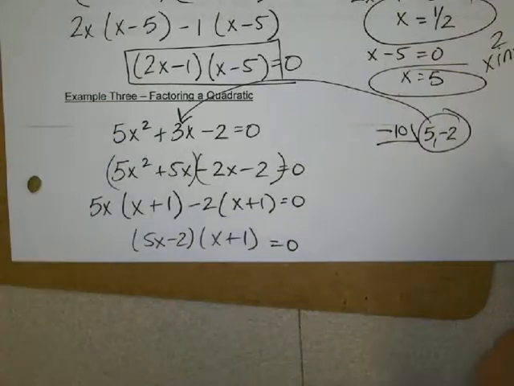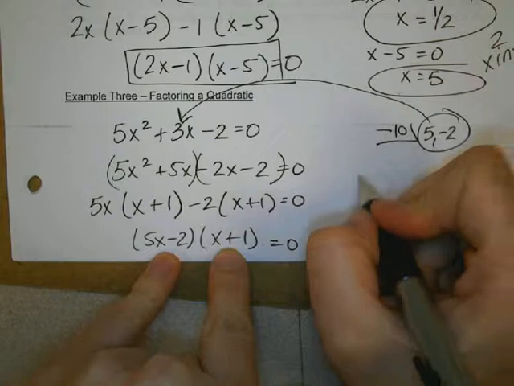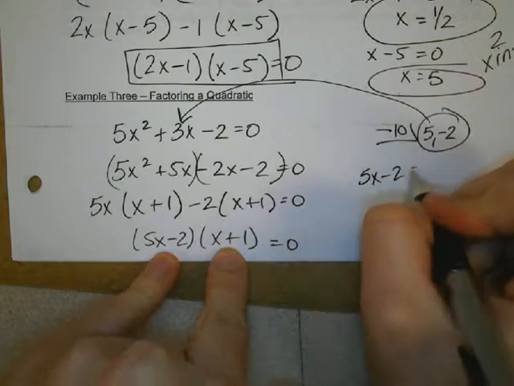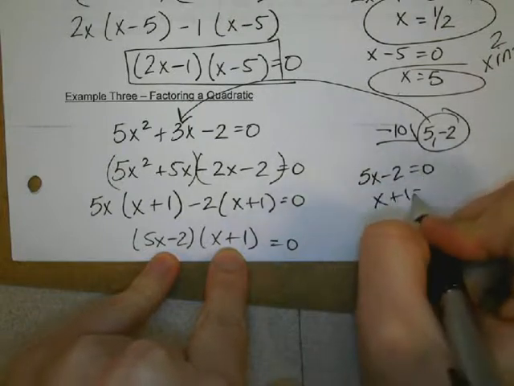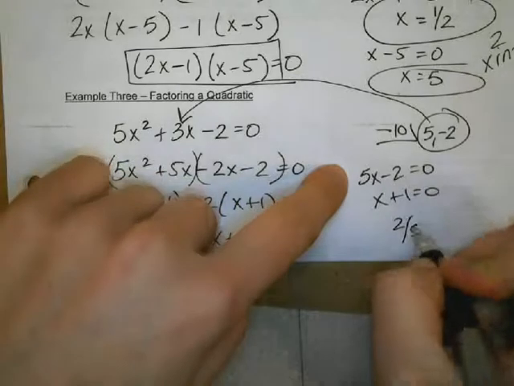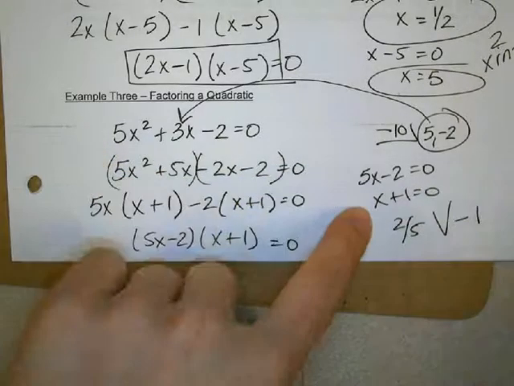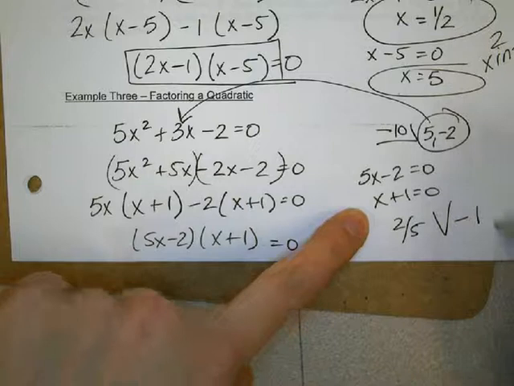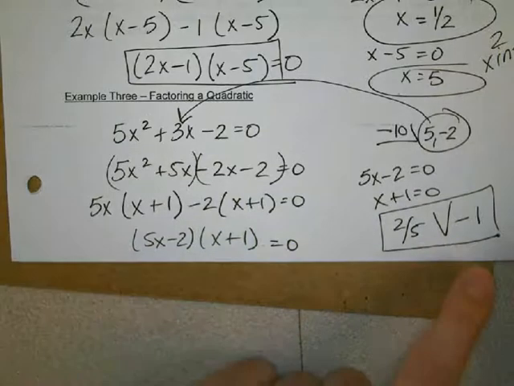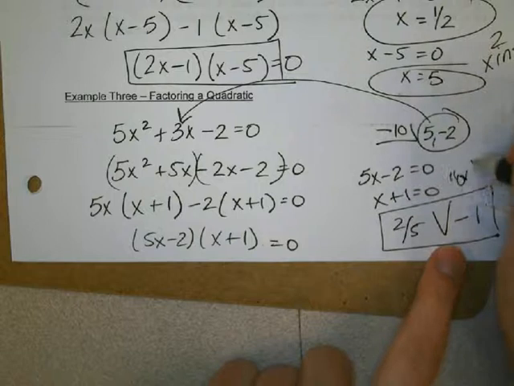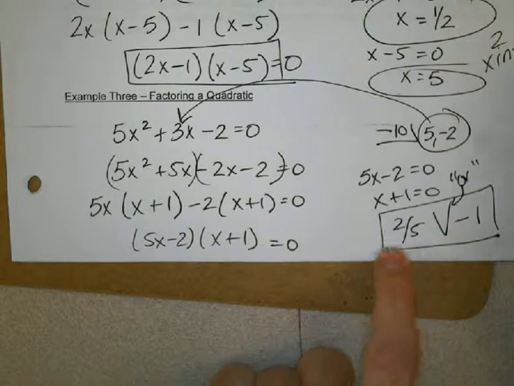And now at the very end, I'm going to take my two parentheses and set them equal to 0. Here I get 2/5, and there I get -1. Now, I usually write my answers just like that with the V in the middle. It just means that you have two answers. It's just a symbol that means the word or. So your answers are 2/5 or -1.